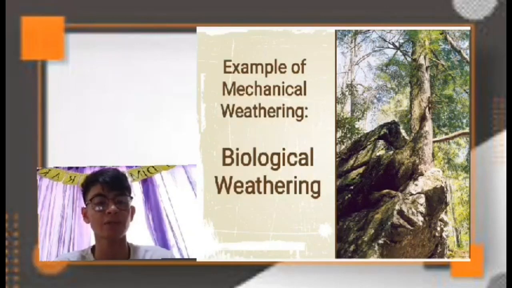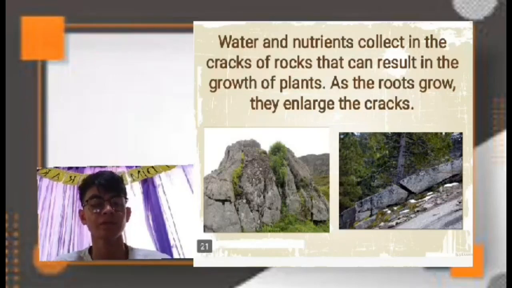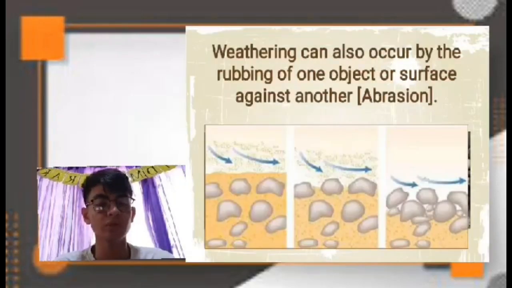Example of mechanical weathering, biological weathering. Water and nutrients collect in cracks, which can result in the growth of plants. As the roots grow, they enlarge the cracks. Burrowing animals also cause mechanical weathering. They loosen sediment and push it to the surface as they burrow. Weathering can also occur by the rubbing of one object or surface against another.